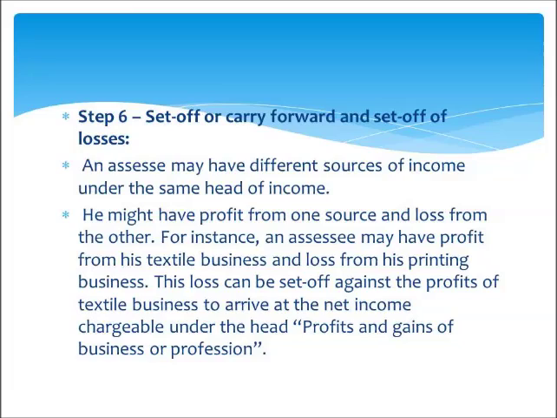So according to the provisions of the income tax law, this loss from the printing business can be set off against the profit of the textile business to arrive at the net income chargeable under the head profits and gains of business or profession. Get it? The loss from the printing business will be set off against the profit of the textile business, and the remaining income, the resulting income, will only be chargeable under the head PGBP. So this we call set off.